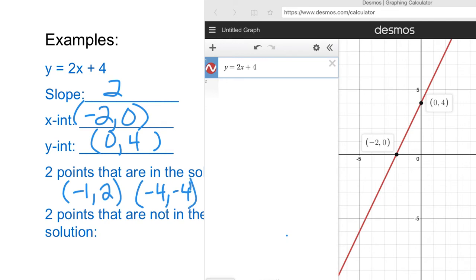And then some points that are not. I always like to look for some easy ones like 0, 0. If 0, 0 is not on it, I always try to use that one. So 0, 0 is not, and I know that because 0, 0 exists right here, and the line does not go through there. Other points would be anything else that the line doesn't touch, like 1, 0, 2, 0, 3, 0, or 1, 1, or 2, 2, or 3, 3. All of those are things that the line does not touch, so any of those would not be in the solution for that.